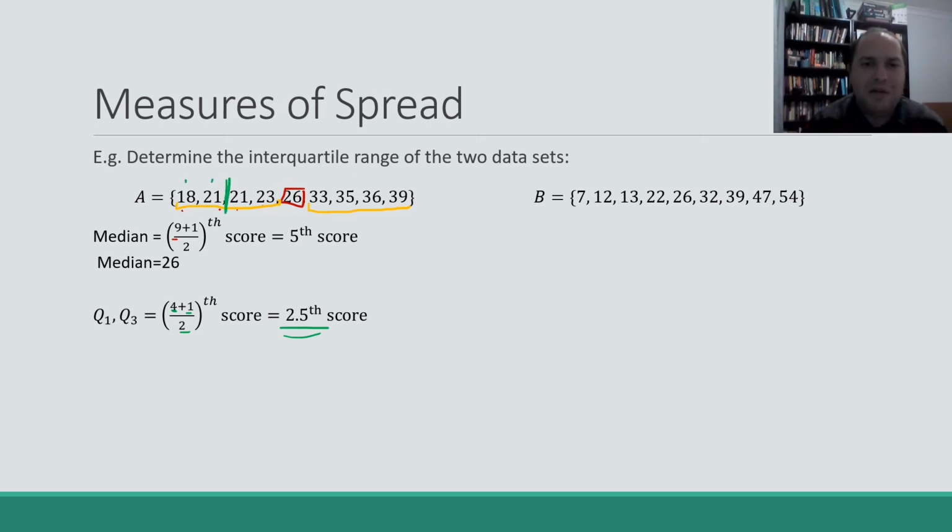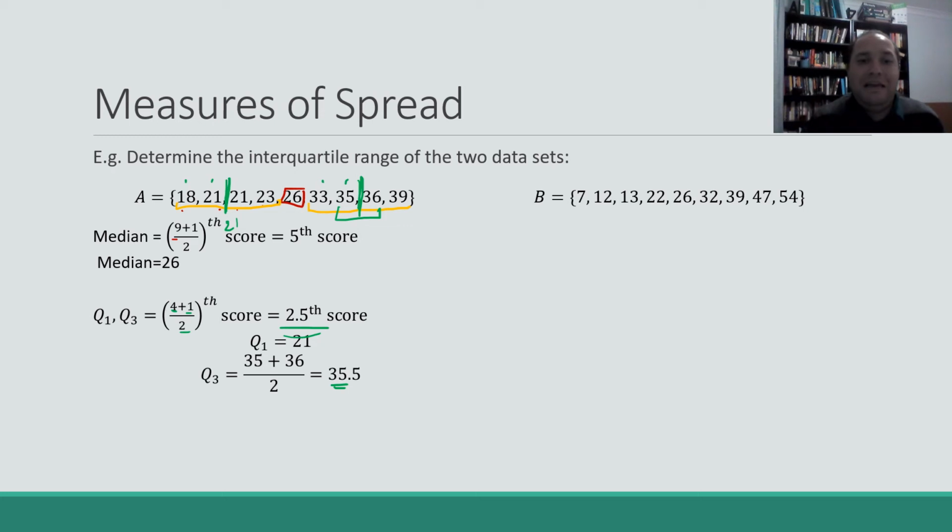Our first quartile will be smack bang between 21 and 21. Our third quartile will be smack bang between 35 and 36. It's taking the lower half, finding the middle, taking the upper half, finding the middle. So in this case, our first quartile is 21, smack bang in between 21 and 21. Our upper quartile will be the average of 35 and 36, which is 35.5.